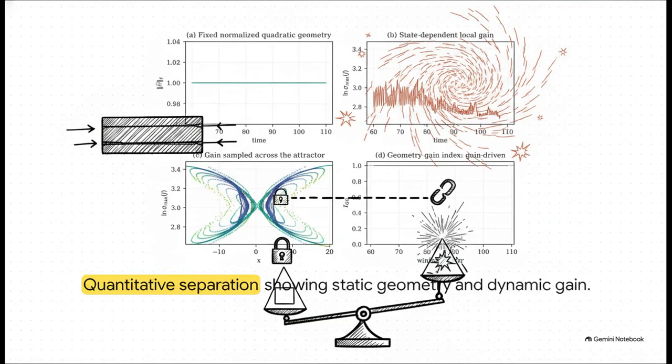And you can see that separation beautifully in action right here. That static, perfectly straight, horizontal line is our normalized Hessian. That's our fixed quadratic geometry. Meanwhile, the rest of this data exposes the wildly fluctuating trajectory-dependent gain that's actually driving the system's instability over time. So the rules are constant, but the amplification is totally chaotic.